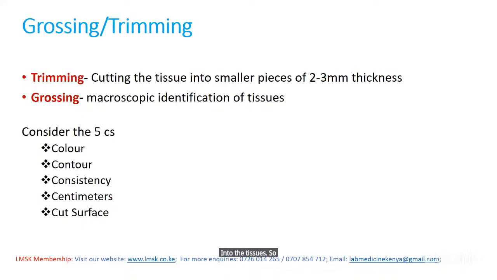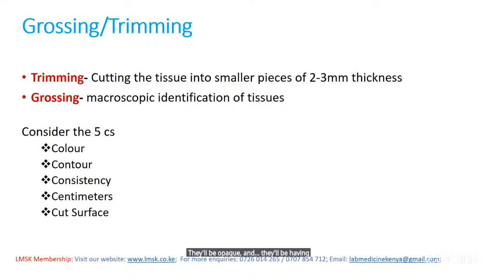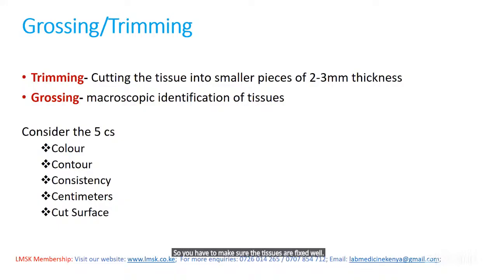So you put them in the fixative and allow them to post-fix for further fixation, because fixation is the foundation of histology. There's no remedy for poorly fixed tissues. If they don't fix well, they'll process poorly, microtomy will be difficult, and your section will not come out clearly. They'll be opaque, and they'll have some creases and all that. So it's always important that you ensure that tissues are fixed well. The fixative will not damage the tissue, so long as you're using the appropriate fixative. So just make sure the tissues are fixed well, then you proceed to processing.